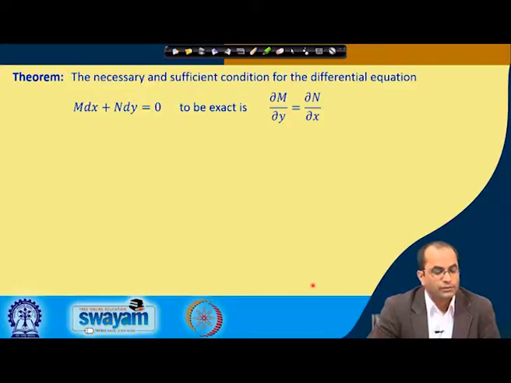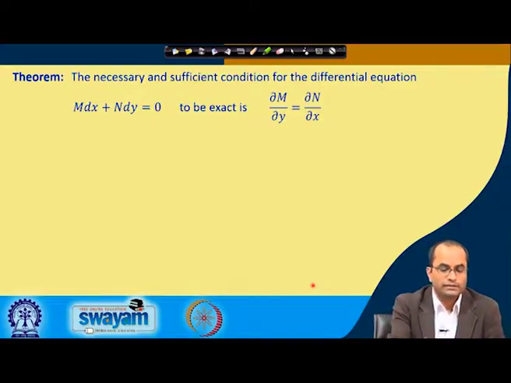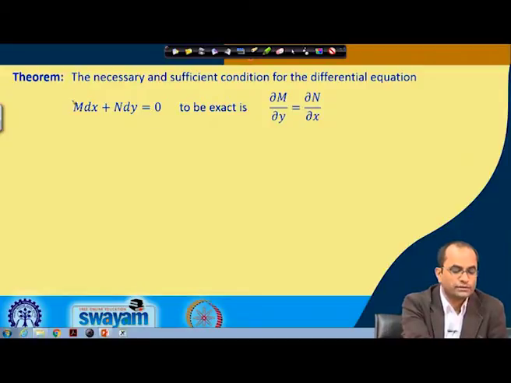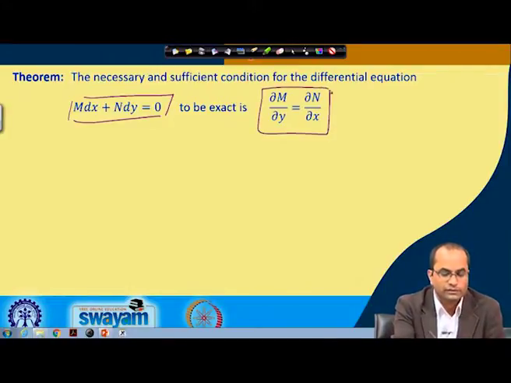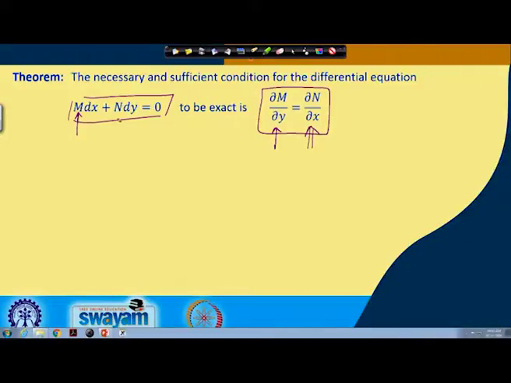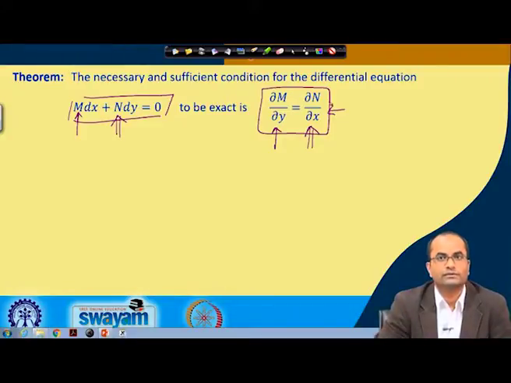There is a nice result here about the necessary and sufficient condition for a differential equation M dx plus N dy to be exact, and it is exactly this: the partial derivative of M with respect to y should be equal to the partial derivative of N with respect to x. This condition is not only sufficient, but also necessary. So, we have both ways: this condition is necessary for the exactness of a differential equation, and it is also sufficient for the exactness of a differential equation.